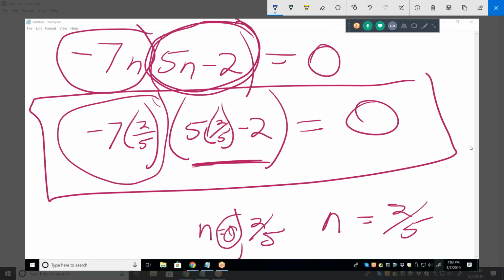Multiply that, not using your calculator. Multiply minus 7 times 2. Negative 14. And the 5 is the bottom. In other words, the way you want to think of this is you got minus 7 over 1 times 2/5. Multiply numerators, multiply denominators.